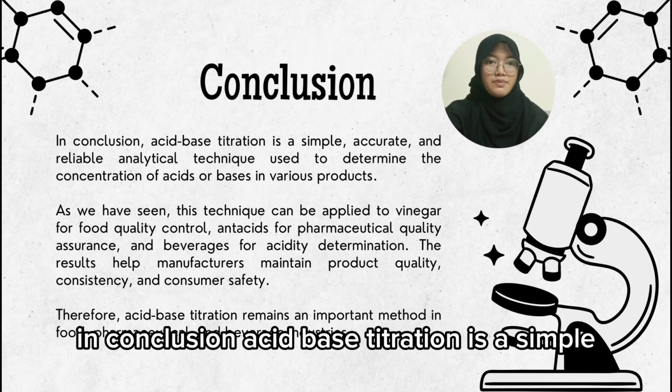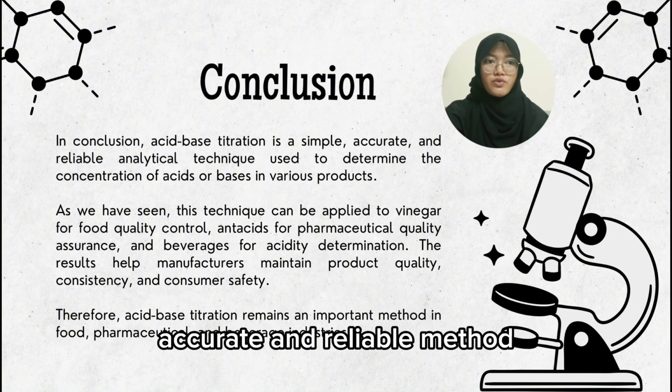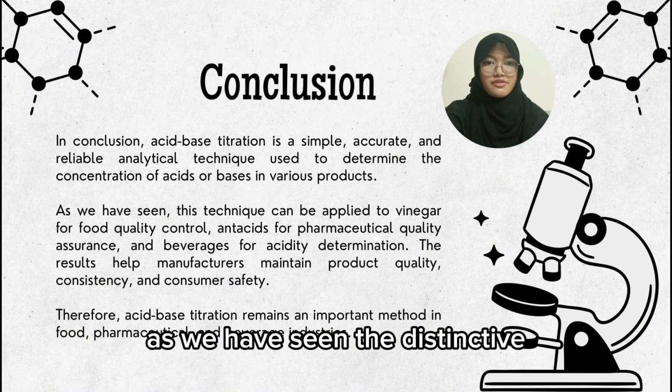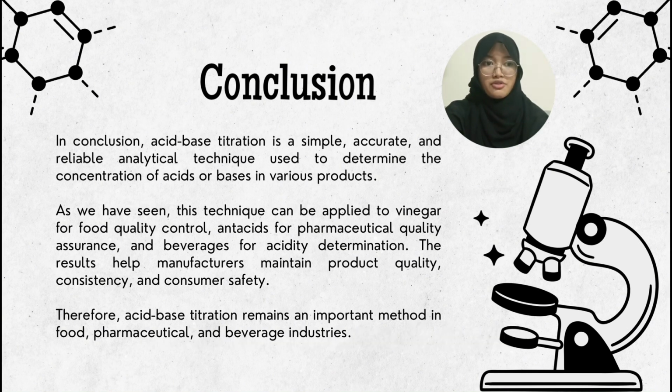In conclusion, acid-base titration is a simple, accurate, and reliable analytical technique used to determine the concentration of acids or bases in various products. As we have seen, this technique can be applied to vinegar for food quality control, antacids for pharmaceutical quality assurance, and beverages for acidity determination. The results help manufacturers maintain product quality, consistency, and consumer safety. Therefore, acid-base titration remains an important method in food, pharmaceutical, and beverage industries.